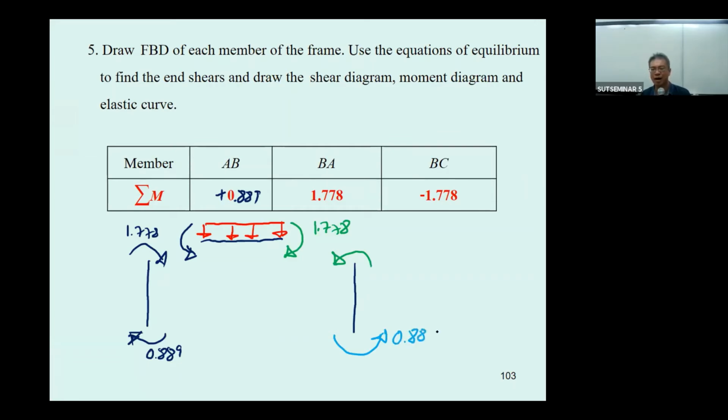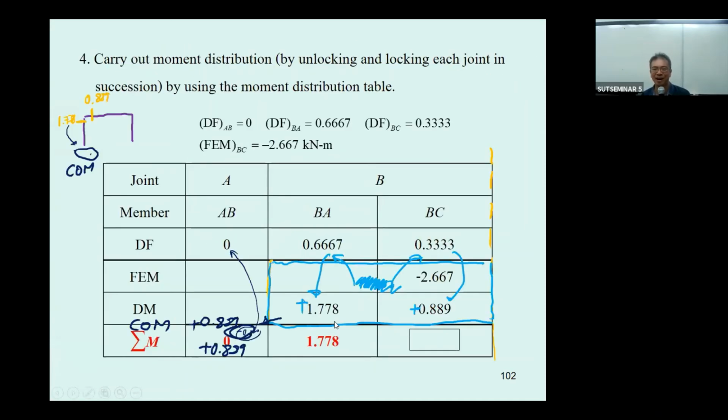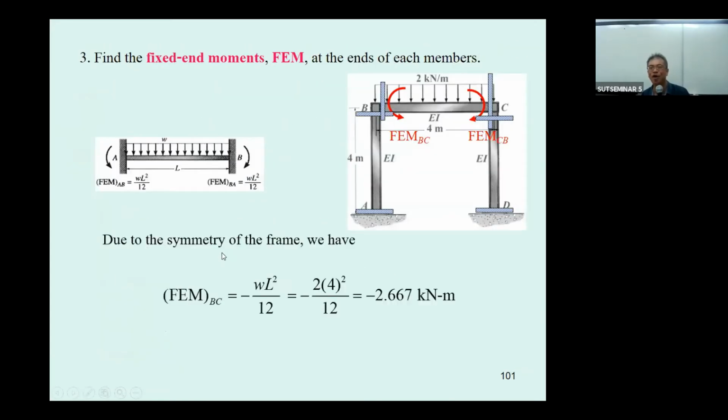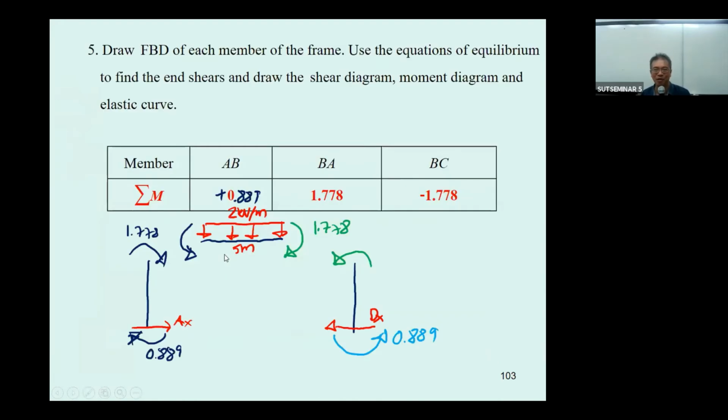And then what we have over here, for this column, you're going to have this one for 0.889. And then you got to determine this is clockwise, so you're going to have this one we call A sub x. And also this one in this direction, you can also determine this. I cannot remember the A, B, C, and D. This one is going to be D sub A. Based on this, it is 2 kilonewton per meter for what? For 5 meter. If I'm correct, sorry, that is going to be 4 meter.